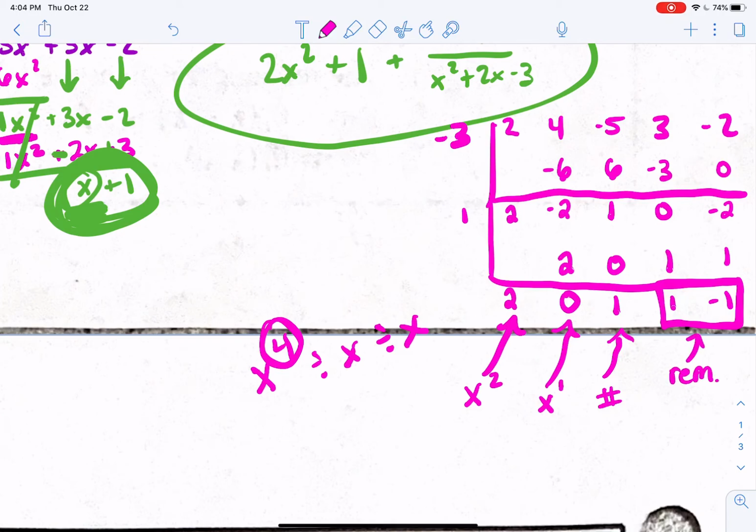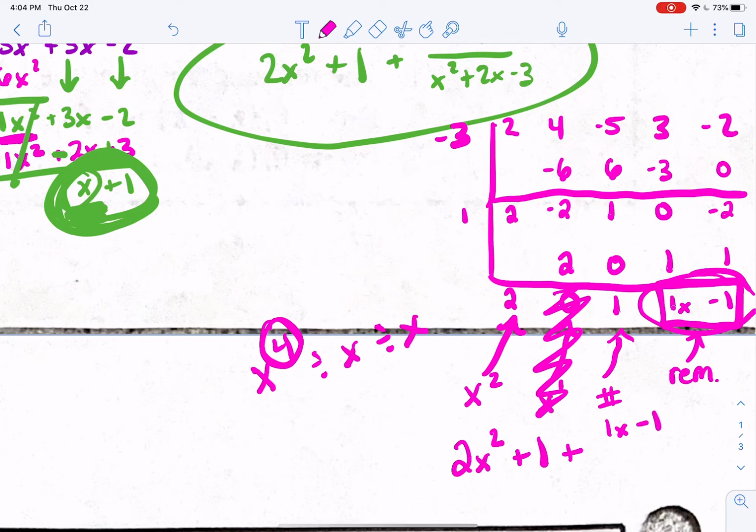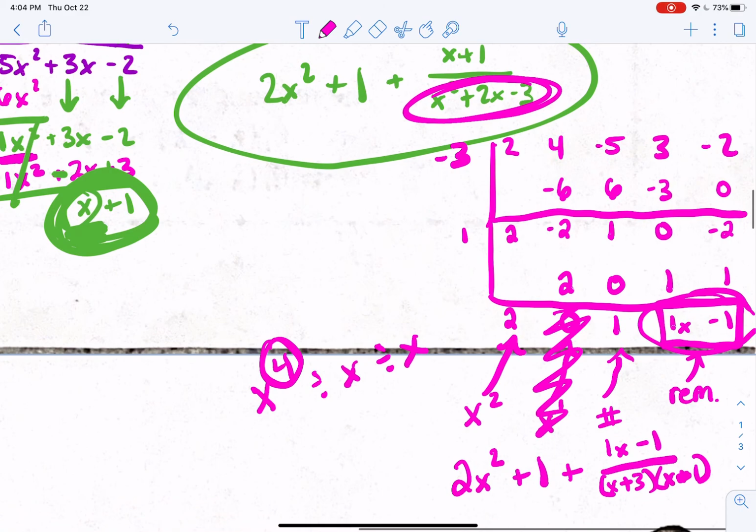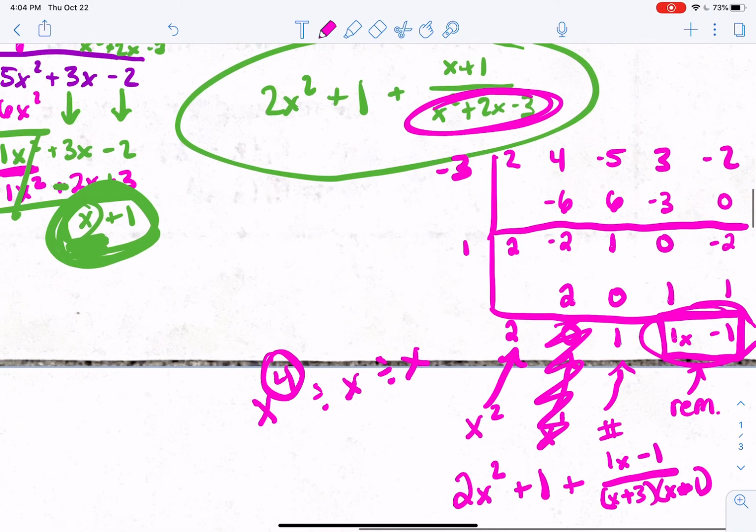Okay, so I have 2x squared plus 0x, which we really don't need to put in there, plus 1, and then this guy is my remainder, which is going to look like plus 1x minus 1 over what I was dividing by, which was x plus 3 and x minus 1, or x squared plus 2x minus 3. That's exactly what we got. Oh, wait a second. I have a symbol wrong. 2x squared plus 1. Where did I get my symbol wrong? I don't know.